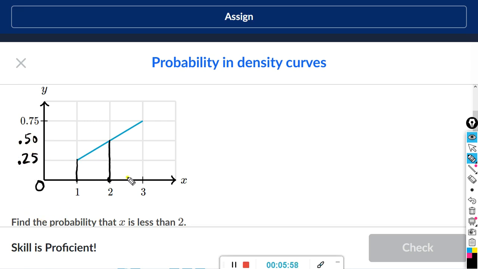So the area of this right here, I'll do the triangle and rectangle separate. Okay, the area for the rectangle is base times height. So I am going to portion this off here. All right, we're going to do this rectangle here first. The base of the rectangle goes from 1 to 2. So the base is just 1. And the height of this rectangle goes from 0 to 0.25. So the height is just 0.25. Okay, 1 times 0.25 is 0.25.